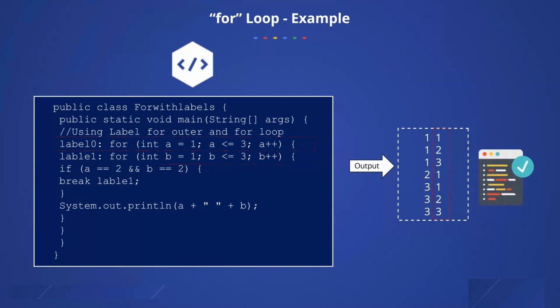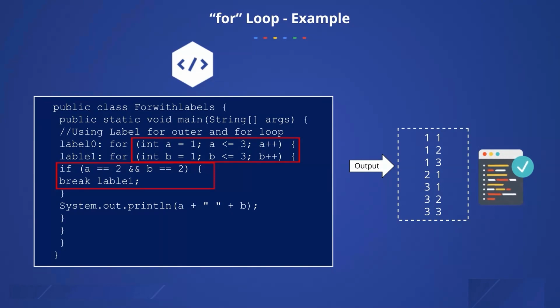Now here in this case, what we are doing is inside this for loop, we are putting a condition saying whenever a is 2 and b is 2, you just break the label 1. So label 1 is what? The inside for loop or nested for loop. Nested for loop is nothing but a for loop embedded inside another for loop. So here this for loop is inside this for loop. That's why it is called nested or inner or embedded for loop.